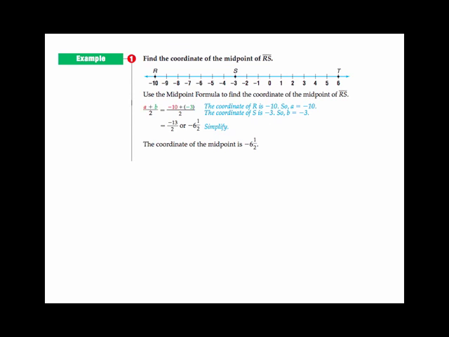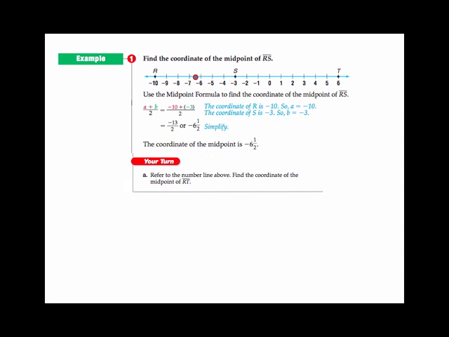Let's try this. Find the coordinates of the midpoint of RS. We're going to use the midpoint formula we just looked at. A here is -10. B is -3. Our points R and S. We're going to add those two together. -10 plus -3 is -13. We're going to divide by 2. And we simplify that to -6.5. So the coordinate of the midpoint of the segment RS is -6.5. That will be the point right in the middle.